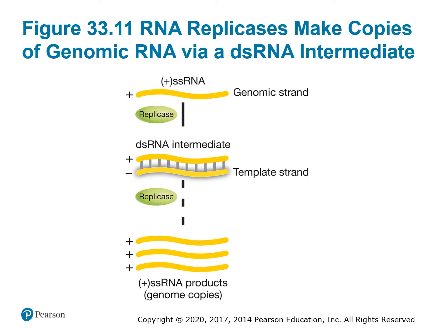This is showing you the same thing. So you have that positive single-stranded RNA, it makes a double-stranded RNA intermediate, and then eventually starts making copies of some of that single-stranded RNA. And this is, by the way, the way that you make the RNA genome.